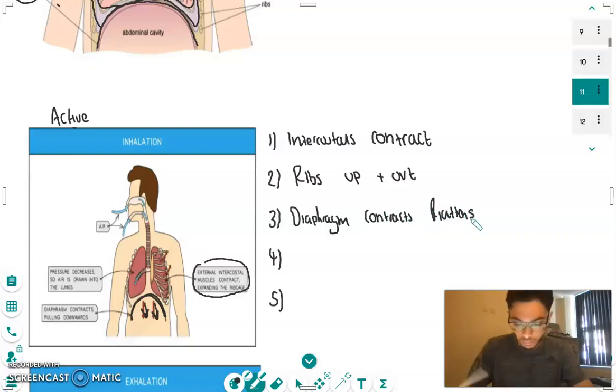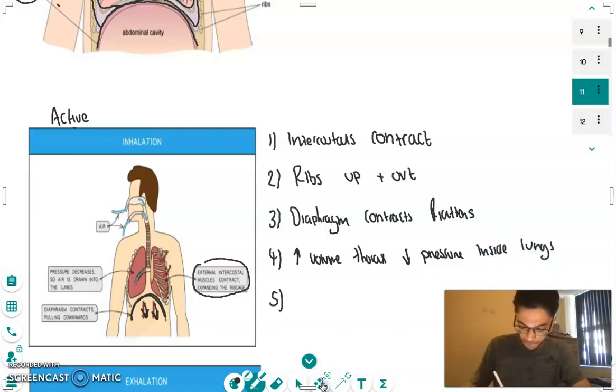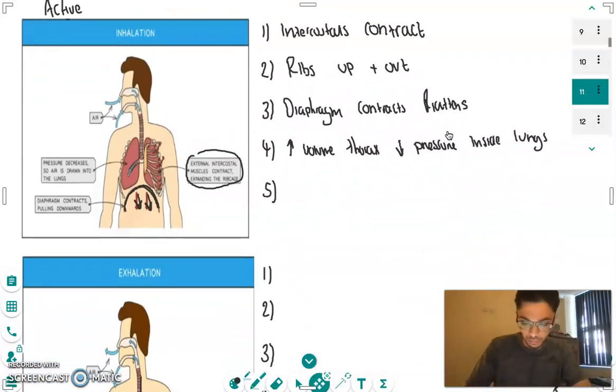Both of these actions, the diaphragm contracting and the external intercostal muscles contracting, essentially increase the volume of the thorax. Whenever the volume of the thorax increases, the pressure inside the lungs decreases. Essentially, just to wrap that up, the atmospheric pressure outside is now greater than the pressure in the lungs.